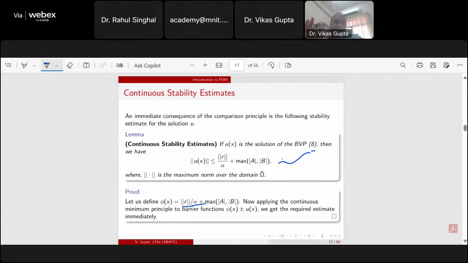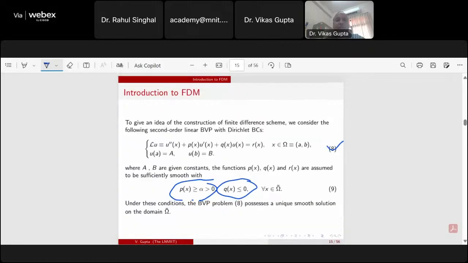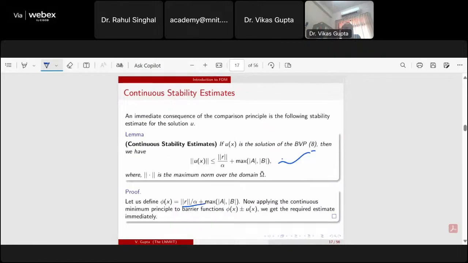And this is under the assumption on these coefficients: p(x) greater than or equal to alpha greater than 0, q(x) less than or equal to 0. Later on, we will show that the central difference scheme and the upwind difference scheme are again stable under these conditions on the coefficient functions. If these conditions are not satisfied, the central finite difference scheme and the upwind finite difference scheme will not be stable.